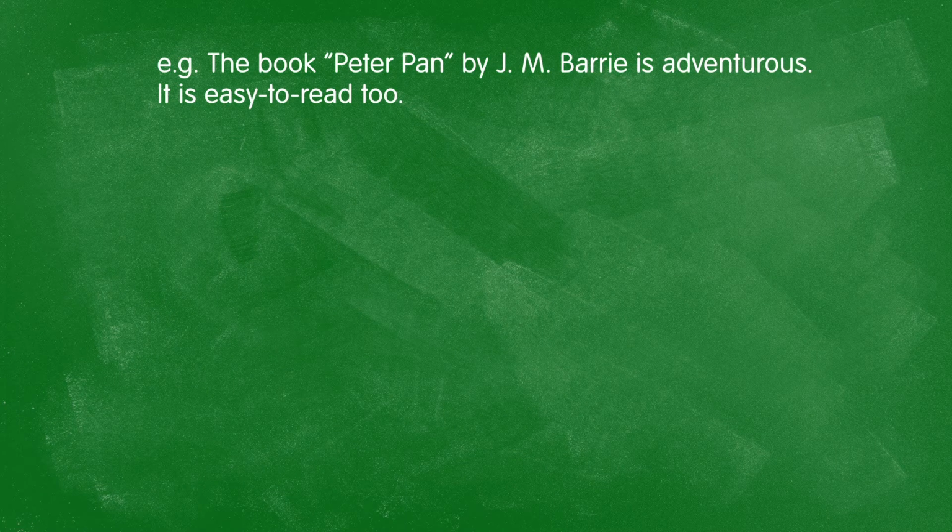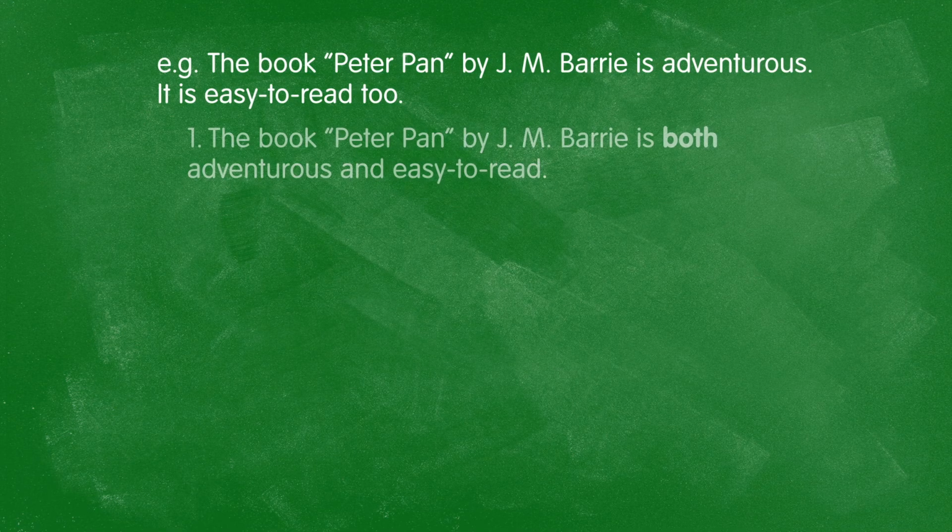So, let's look at the following two sentences now and examine how exactly we can use these. I can say, the book Peter Pan by J.M. Barrie is adventurous. It is easy to read, too. But here I've used two sentences, and that's a little bit awkward. It would be much more fluent and much more natural and much more concise to express this as one sentence. So I can do this in a few different ways.